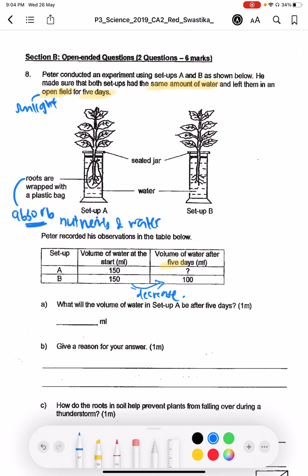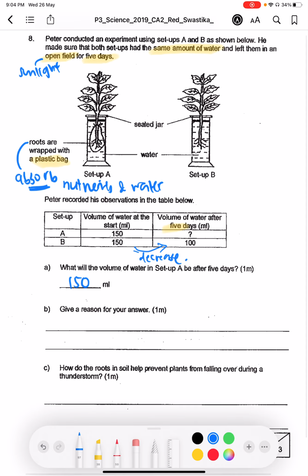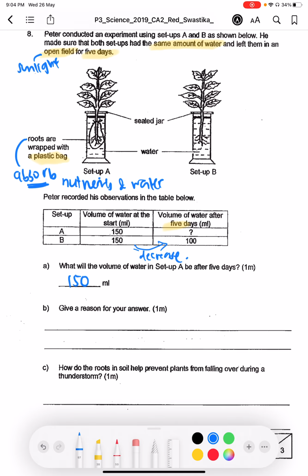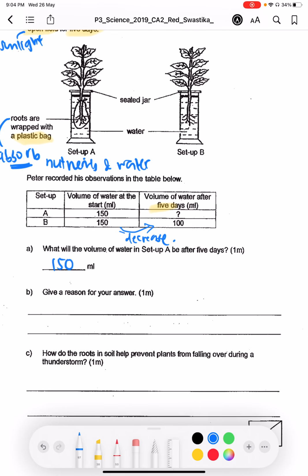However, for setup A, the roots are unable to do their function because of the plastic bag, and therefore the volume of water in the setup A after 5 days will remain the same. So it will be 150 ml because the roots are unable to absorb nutrients and water. Give a reason for your answer. So as explained earlier, why is it 150 ml?